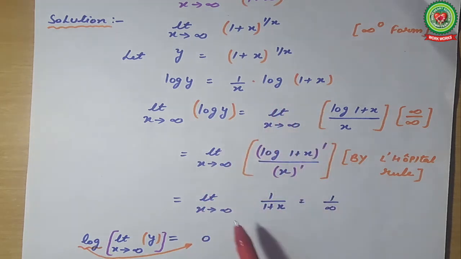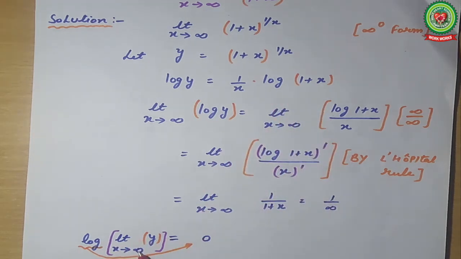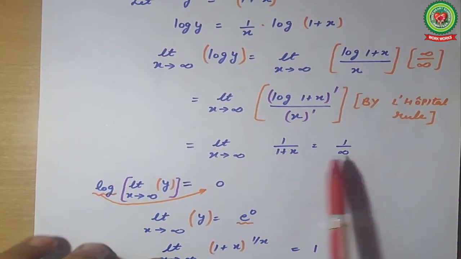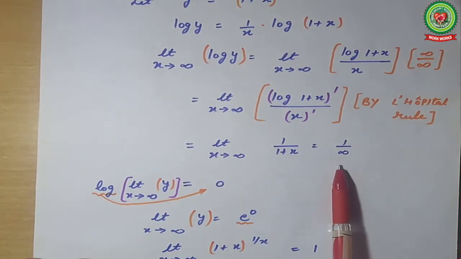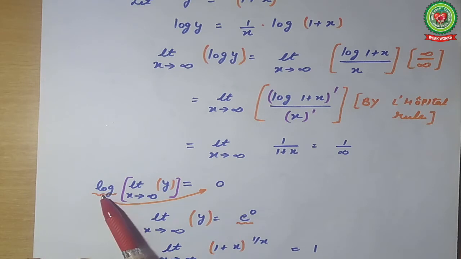Now it is the turn of the left hand side. Now you will put whatever value is there. So 1 upon infinity is 0. Log will shift to that side. 0 will become the power with e base. Log when it goes to this side, it will become e raised to power 0. Limit x approaches infinity, y is there.